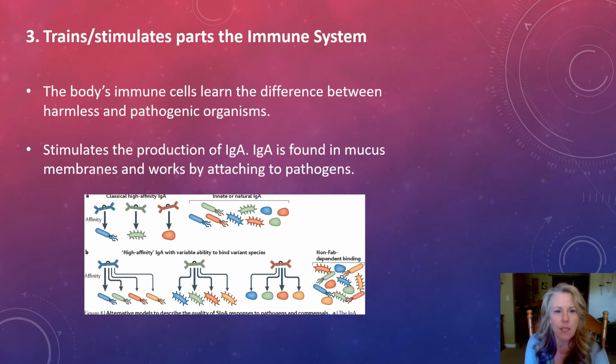Another example is by stimulating the production of IgA. If you remember what IgA is, it's a class of antibody, and it is found in mucous membranes. So our microbiota is stimulating the production of IgA in our mucous membranes, and that IgA can then bind to the pathogens.